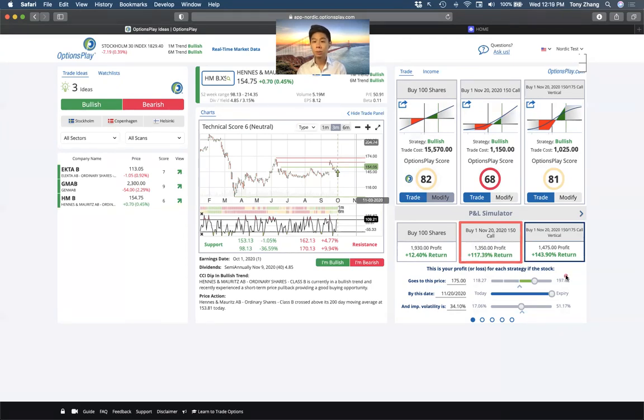The answer is very simple, Simon. Right now you're paying 1,150 crowns for that call option. As you get closer to expiration, or at any point between now and the expiration date, you can always sell the option for a profit. So you're paying 1,100 crowns today, maybe a month later you're able to sell it for 2,200 crowns and you keep your 1,100 crown profit as a result of that.